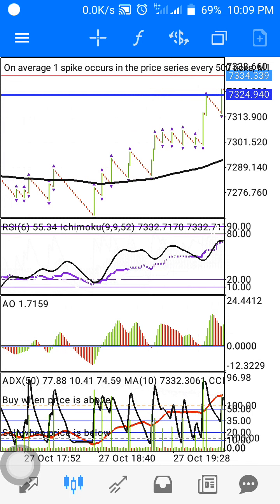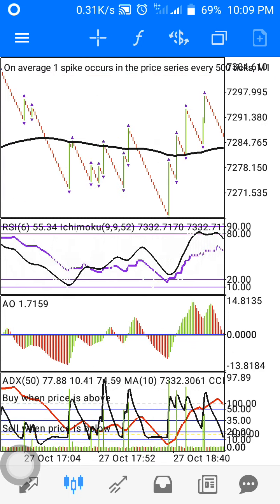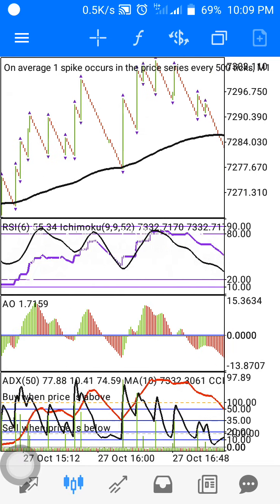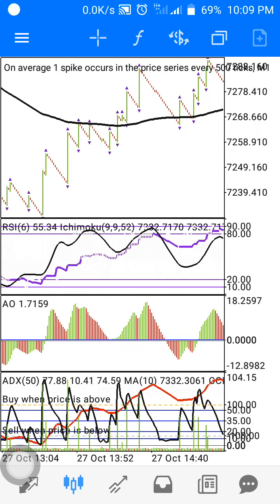All right, I will also teach you how to reduce lot sizes. Maybe you want to trade with lot size 0.1, 0.05 and all that. I will teach you how to do that in the next video, or sometime in the future.